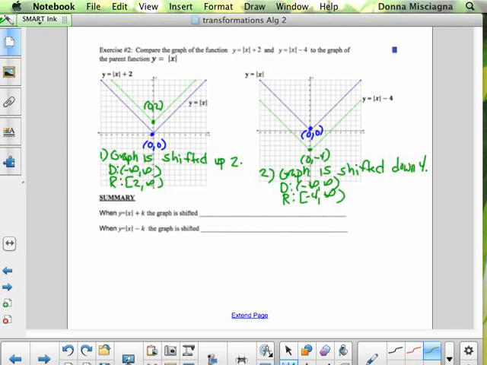So in summary, when y equals the absolute value of x plus k, the graph is shifted up k units. And when we have y equals the absolute value of x minus k, the graph is shifted down k units.